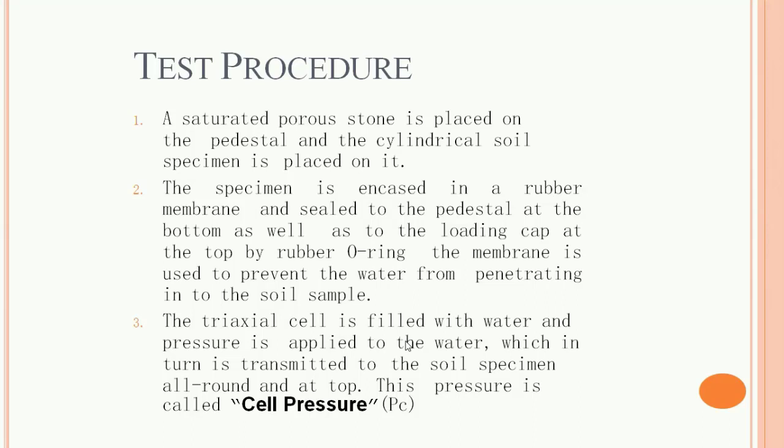The cylindrical specimen, of height to diameter ratio 2, is inserted in a thin membrane. A saturated porous stone is placed on the pedestal and the cylindrical soil specimen is placed on it. The specimen is encased in the rubber membrane and sealed to the pedestal at the bottom as well as to the loading cap at the top by rubber rings, and the membrane is used to prevent the water from penetrating into the soil sample.